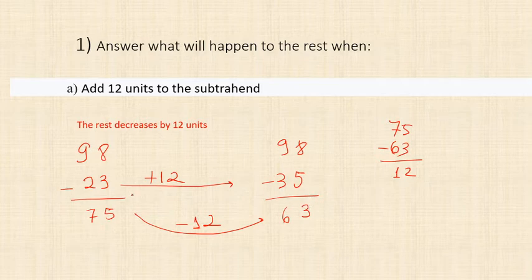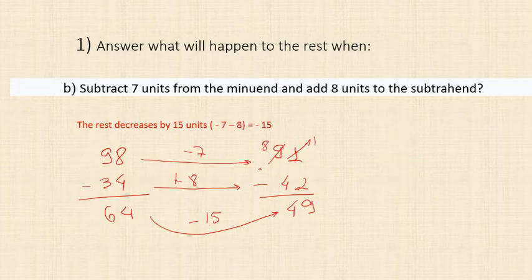And if I take the rest, 75 minus 63, this gives me 12. So when I add 12 in my subtrahend, I subtract 12 from my rest. Okay, the operation is the opposite with the same quantity.